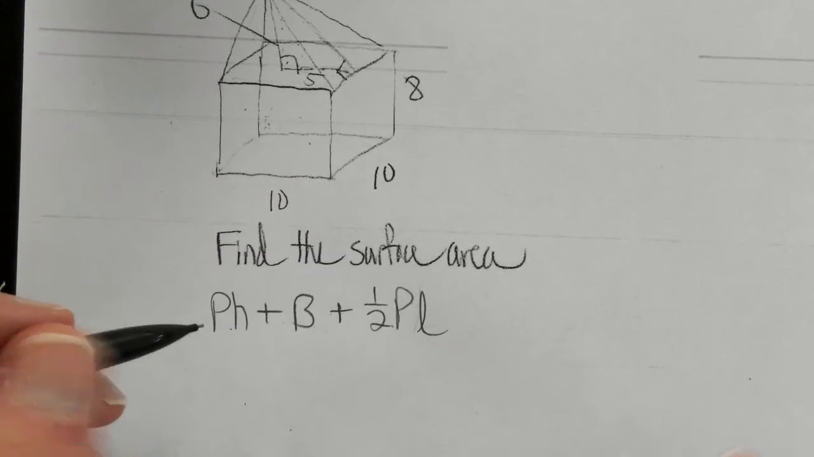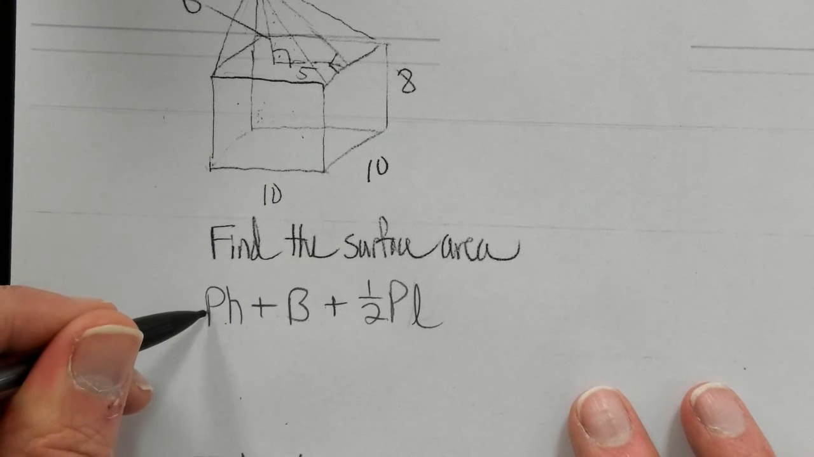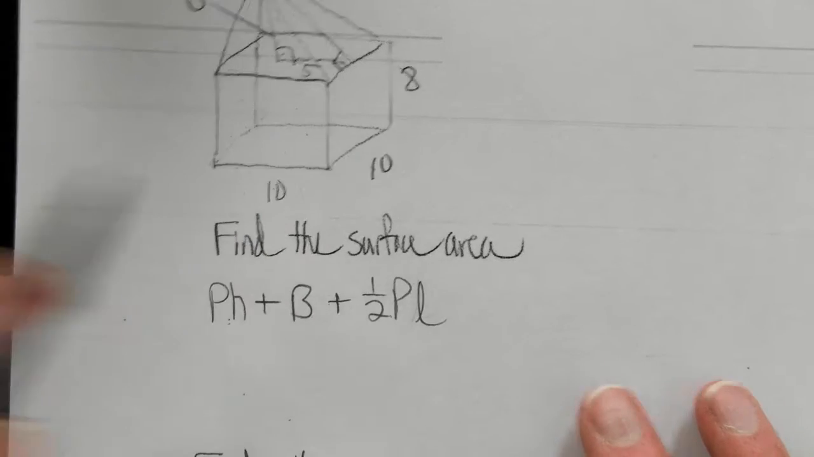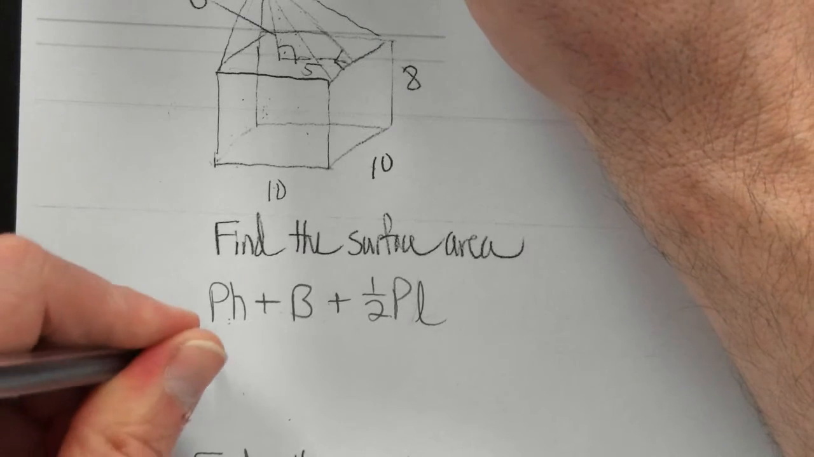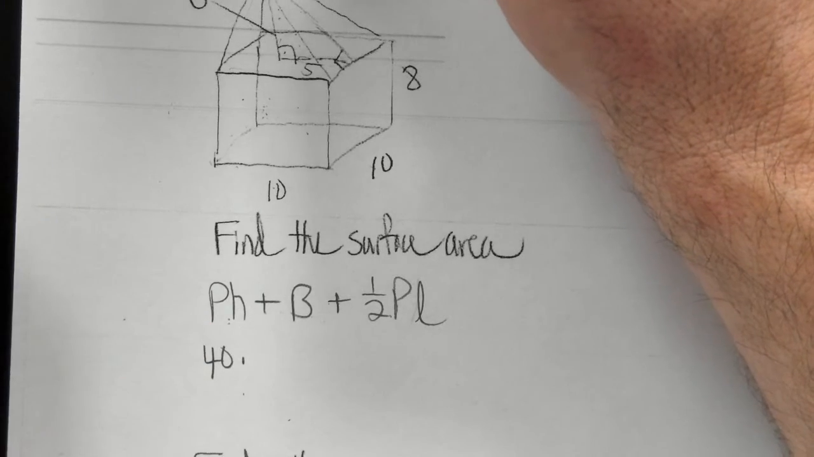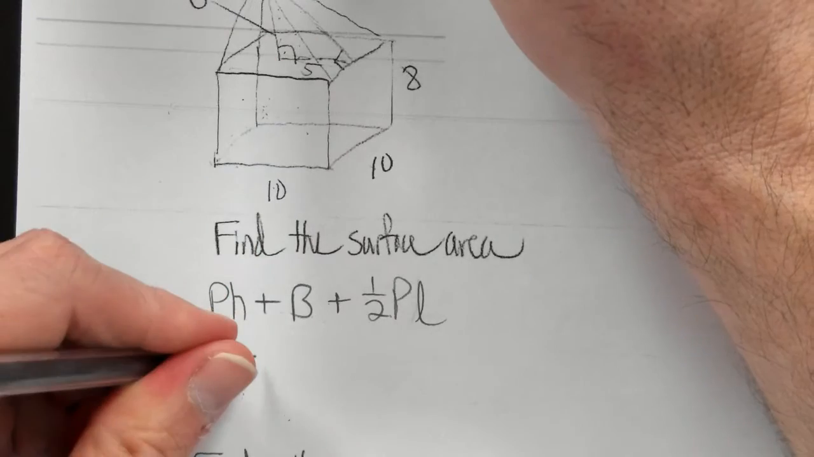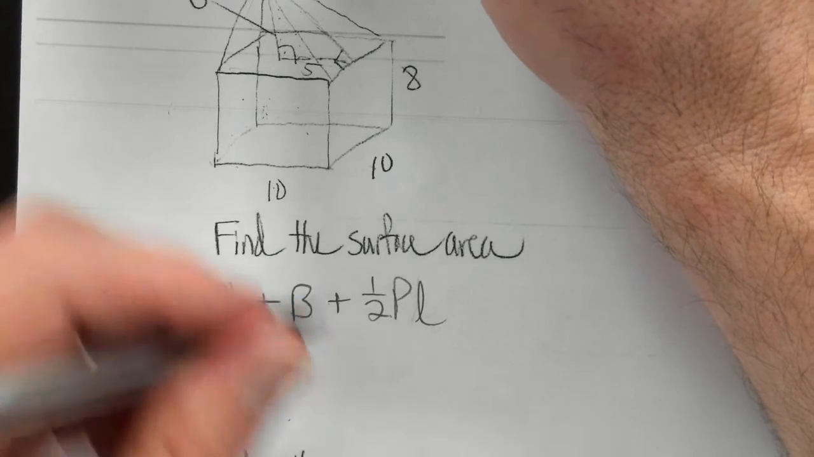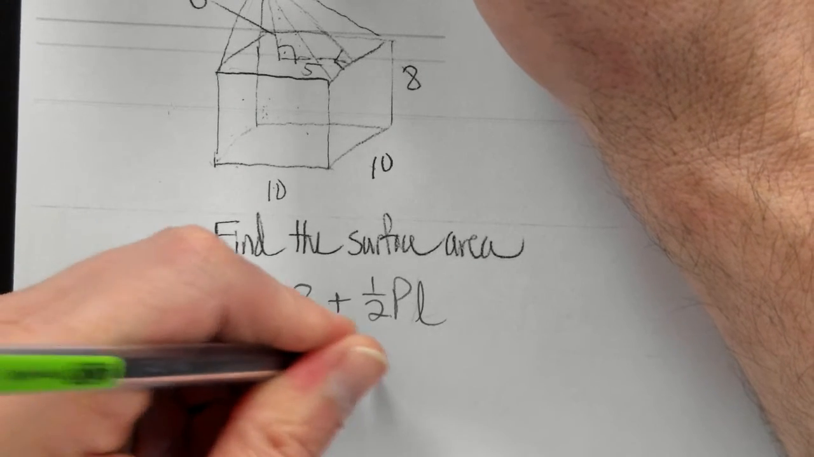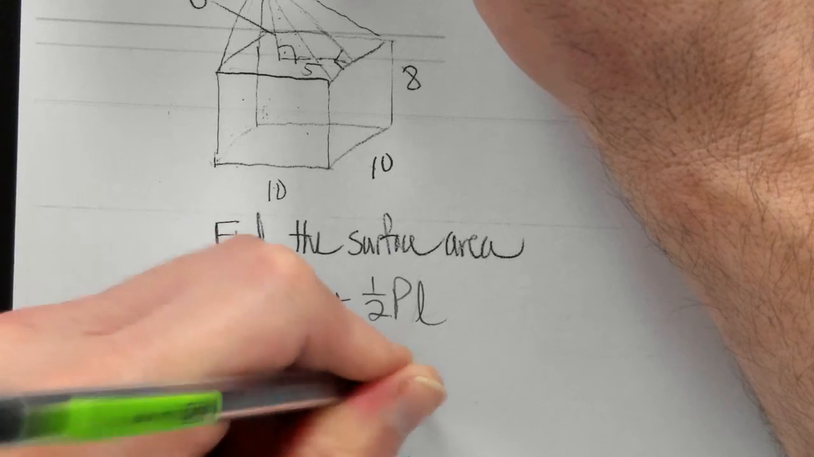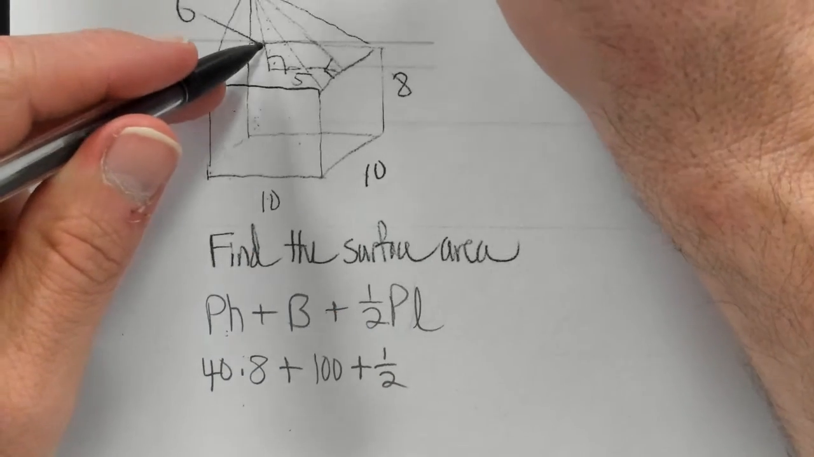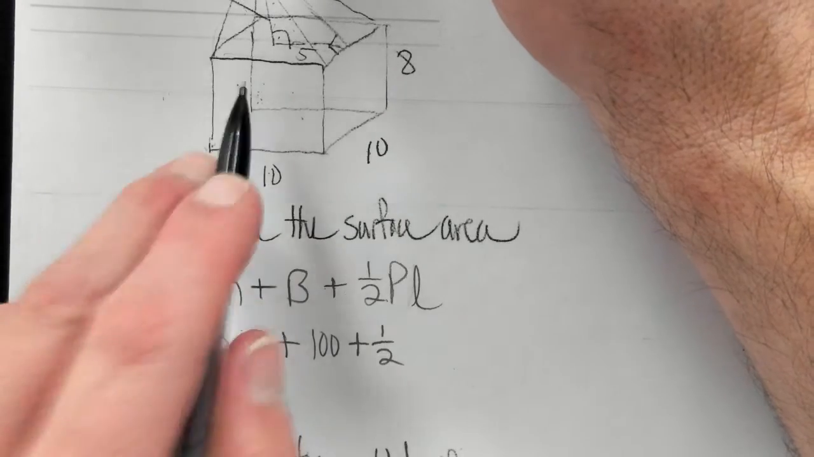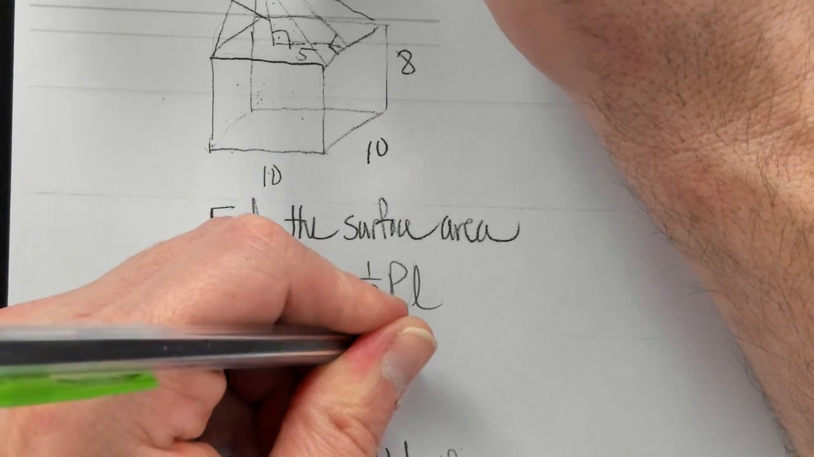So now we can go in and plug in our parts. Well, P is perimeter of the base, and remember, this is the base of the prism. 10, 10, 10, 10 makes 40. So that'd be 40. The height of the prism from base to base is 8, plus the area of the base. 10 times 10 is 100. Plus, now we're to the pyramid part of the formula. P is still perimeter of the base, and the dimensions are the same, 10, 10, 10, 10, all the way around. So that's also a 40.